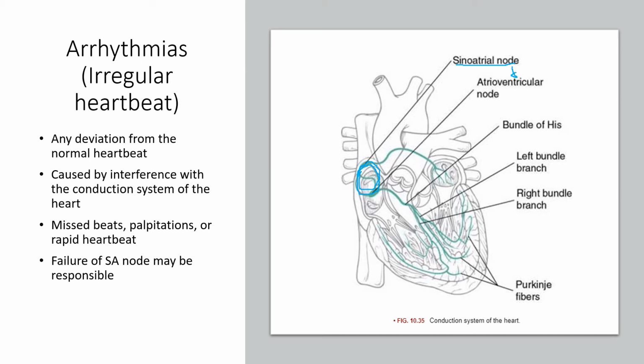So signal from the SA node should go to the AV node, or the atrioventricular node. Then it travels down the interventricular septum via the bundle of His, and then goes through the different bundle branches, the right bundle branch, left bundle branch, and then it eventually gets to the Purkinje fibers, which are going to be responsible for stimulating the ventricles, which will eventually make them contract and eject blood.